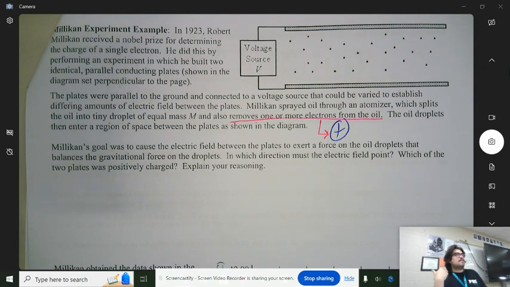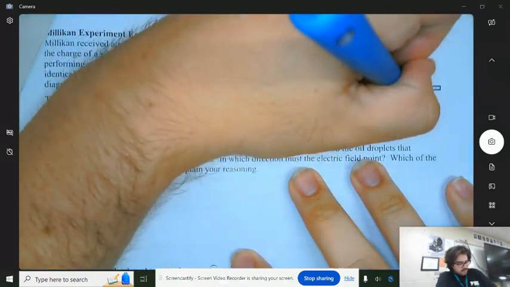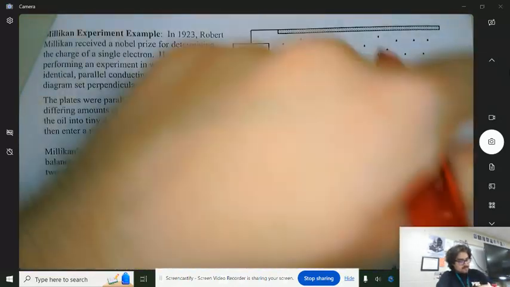So now you have more protons than electrons, okay? So then if the oil has a net positive charge and is floating, which plate must be positive, which plate must be negative? Okay? The bottom one would be positive, okay? And the top one would be negative, okay?